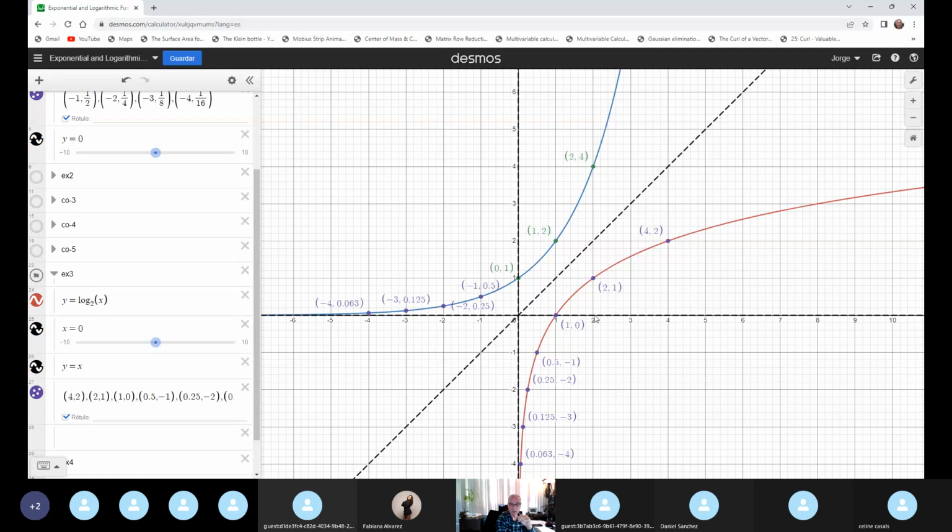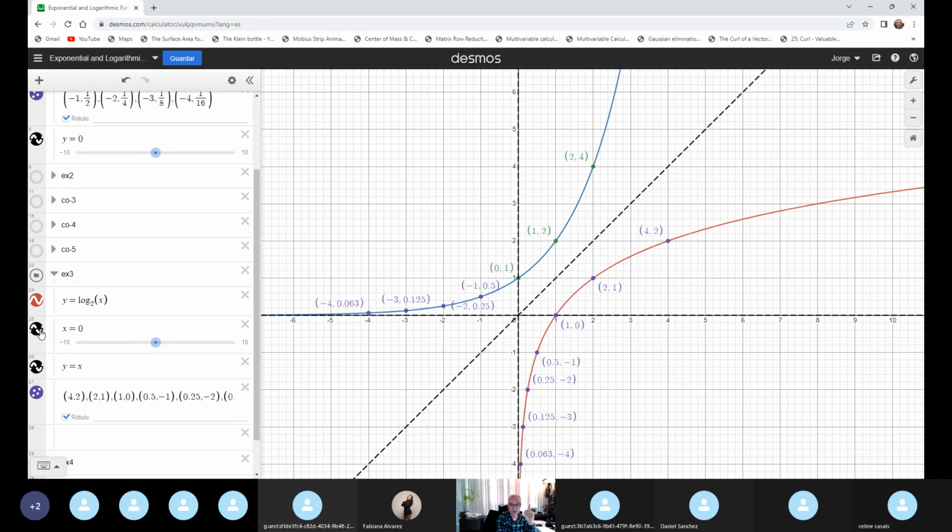2, 4, 4, 2, and so on. Important. Then our original exponential contains a horizontal asymptote at y equals 0, well, without transformation. But the logarithm contains a vertical asymptote at x equals 0. So in this case, it is coincident with the y-axis.